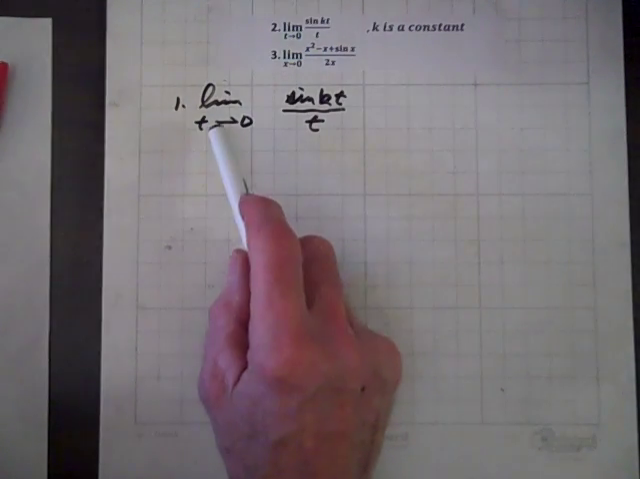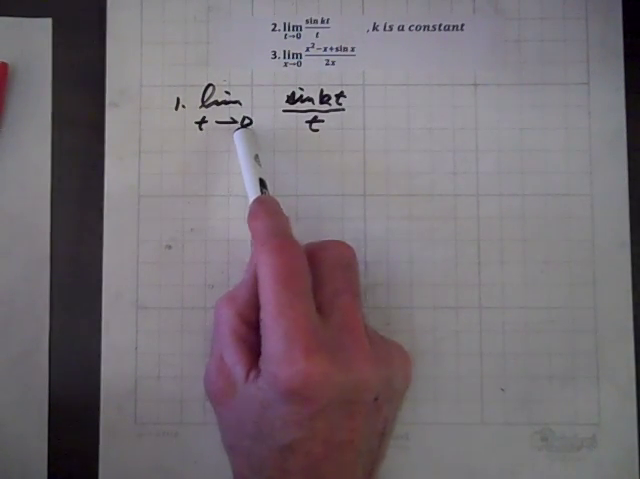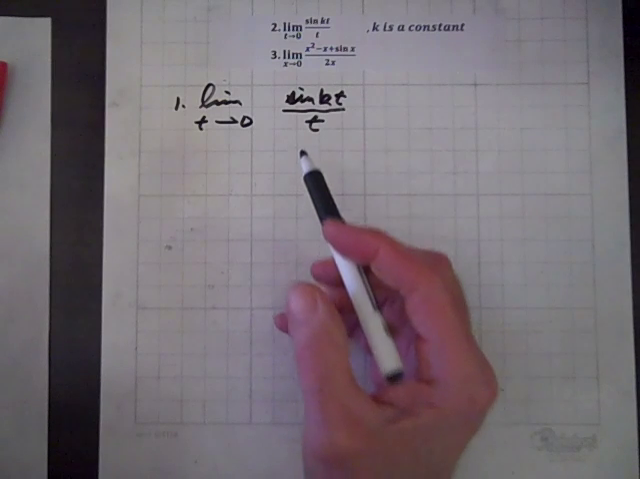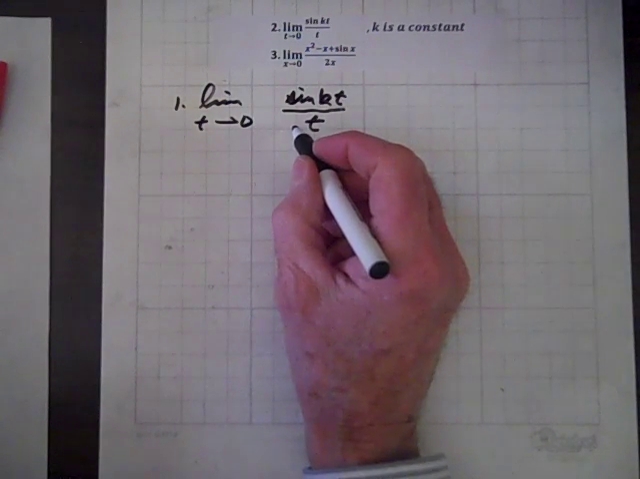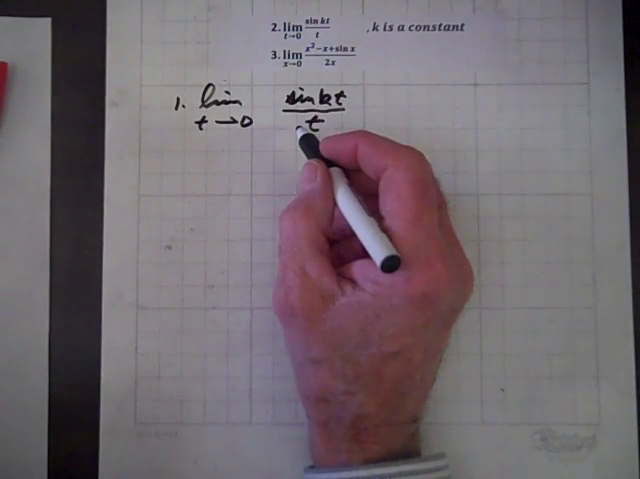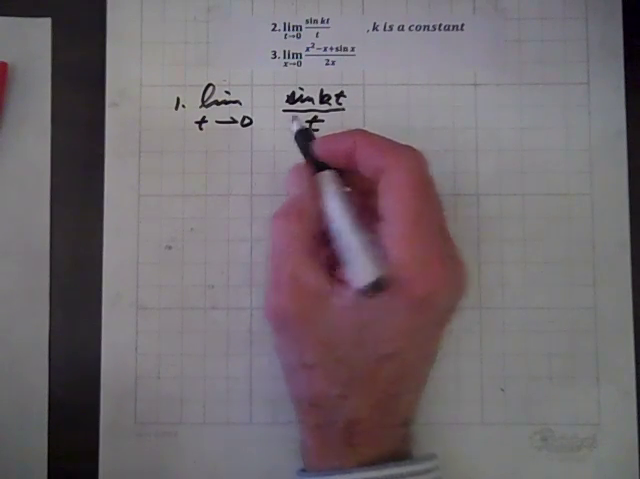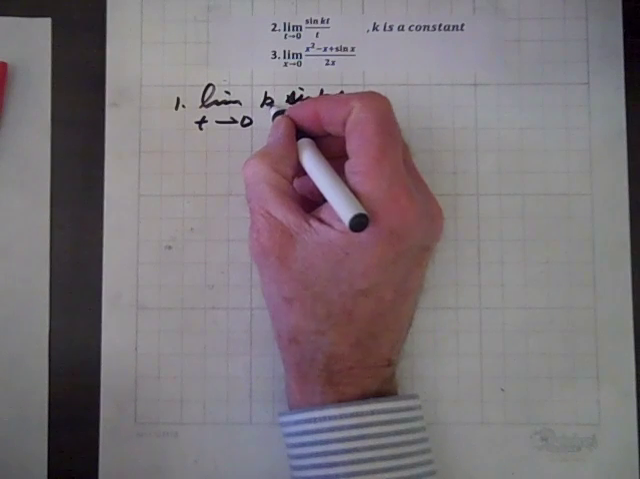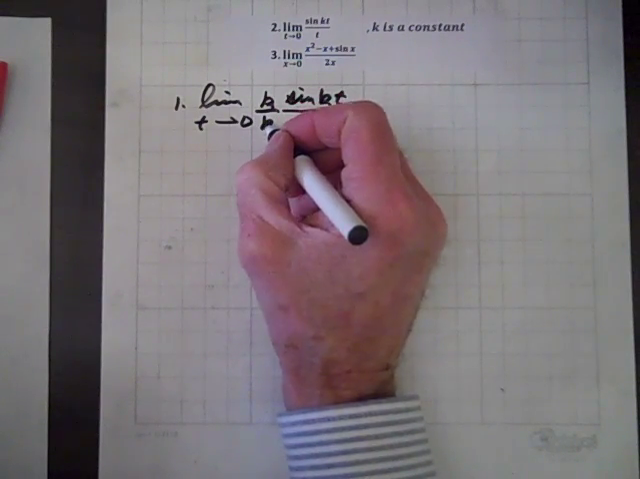Well, here we have two problems to do. For the first one, we have to find the limit as t goes to 0 of sine kt over t. Gee whiz, if only we had a k here, then the limit of this thing would be 1. This quotient would be 1 as t goes to 0. Now let's put 1 there. We'll multiply by 1 in the form of k over k.